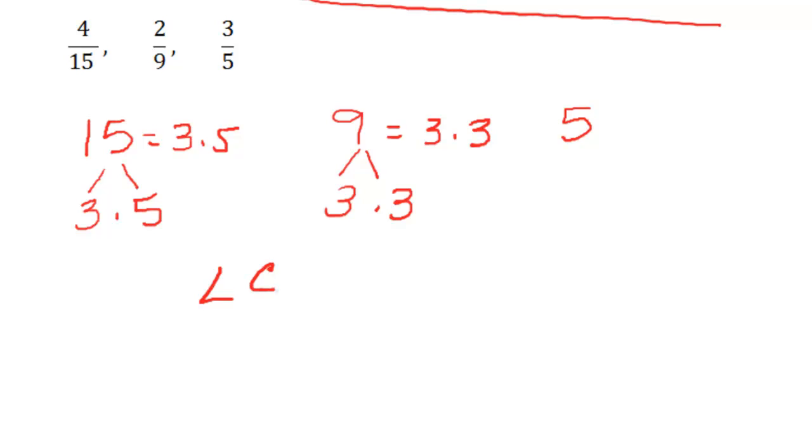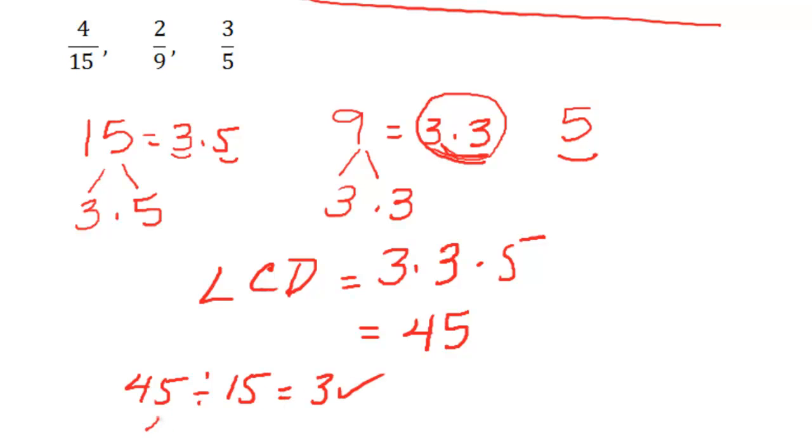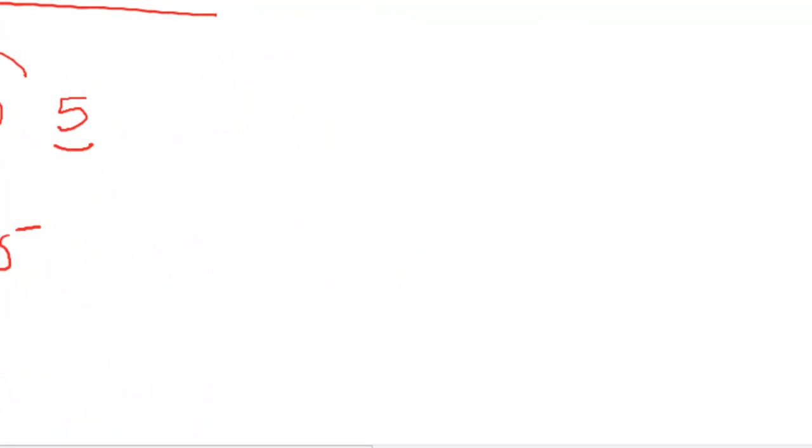So for our least common denominator, we know that we need two 3's. We can't use just one 3, because then 9 will not divide into our least common denominator, so we need two 3's. And we know that we're going to need one 5. So that is 45. 45 divided by 15 is 3, so that checks. 45 divided by 9 is 5, so that checks for both of these. So 45 is our least common denominator.